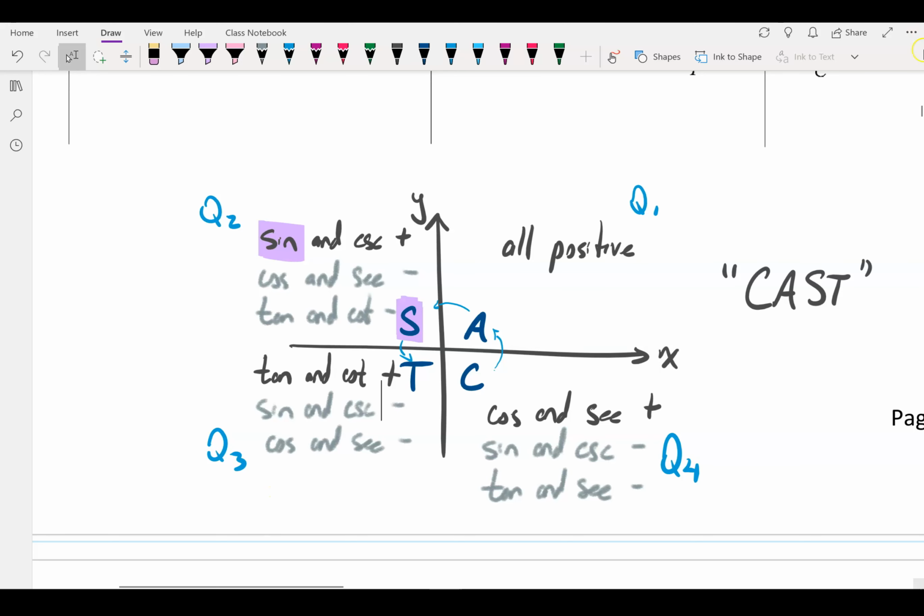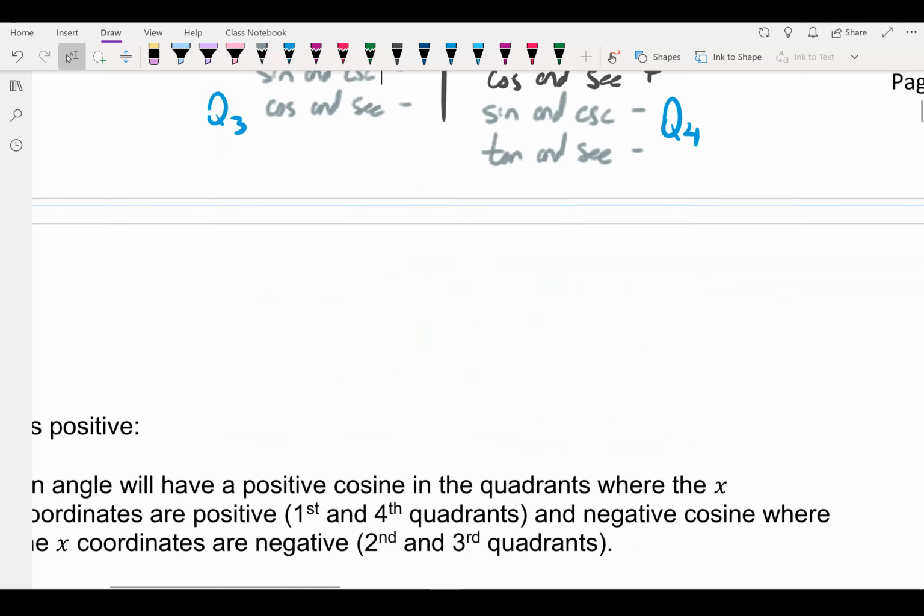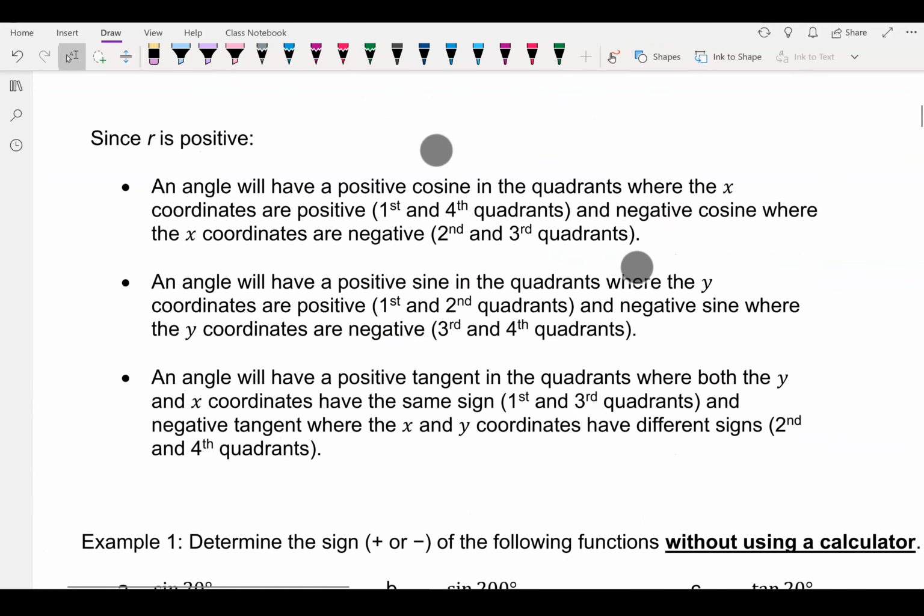But you might still be confused, wondering, what the heck are you talking about? How are we going to use it? So let me get to some more specific examples. But keep that CAST in the back of your mind. This is just a reference.